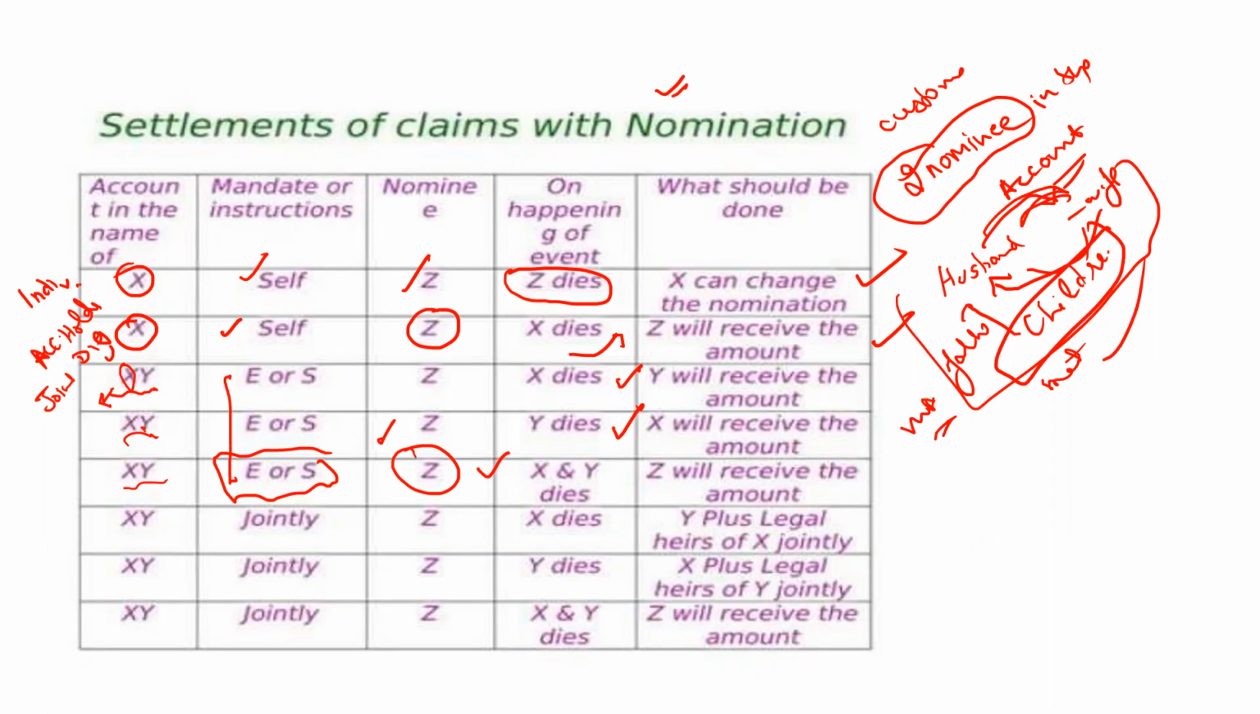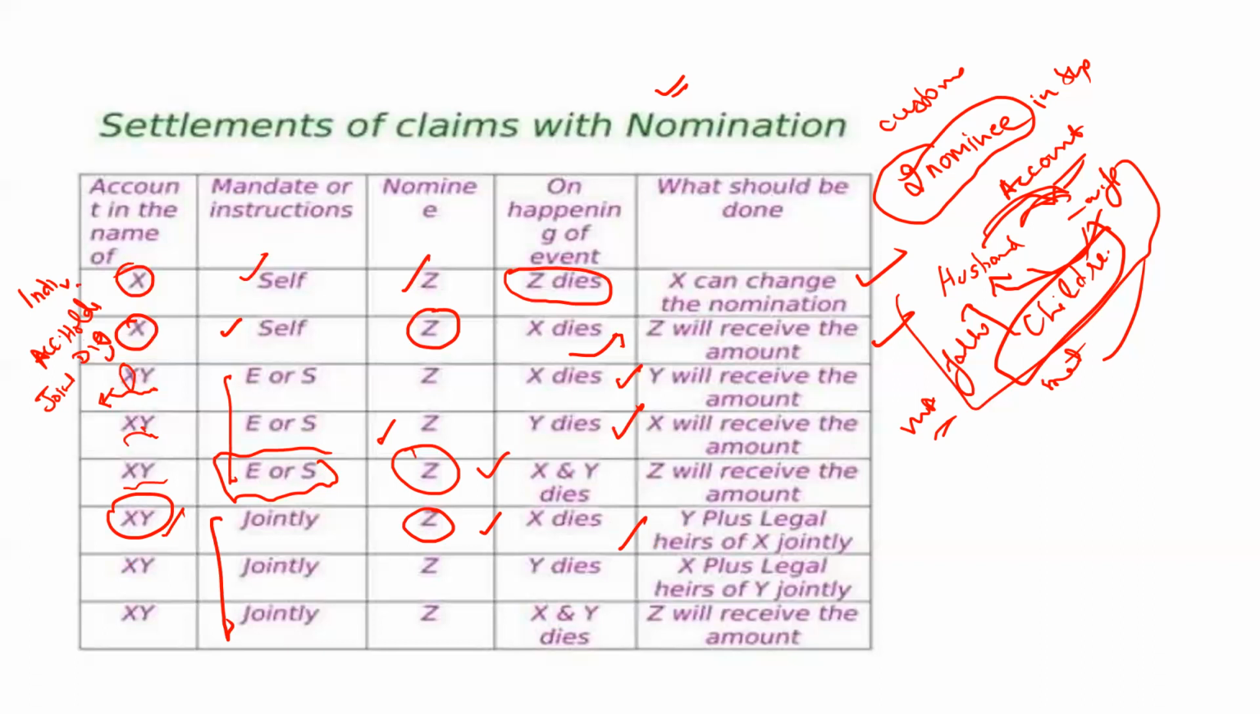Now further, very, very important: when the operation is to be jointly, X and Y, Z is the nominee, and X dies. When X dies, half of the amount will be received by Y plus the legal heirs of X jointly. So what should be done here? Y will get half of the amount plus the legal heirs of X jointly.